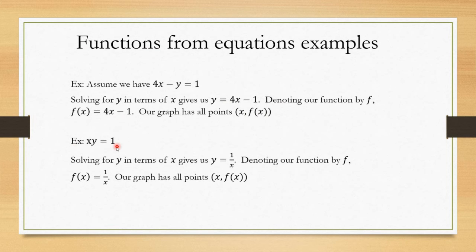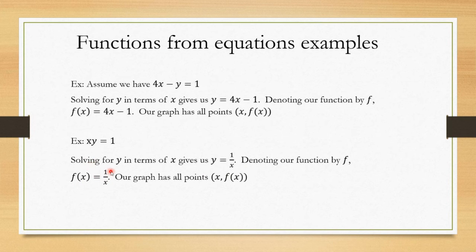Here's another example. Here's our equation. Now, does this graph pass the vertical line test? It turns out it does. It's actually on the next slide. But basically, what we can do is we can solve for y in terms of x. I mean, you can even do that anyway, I guess. But solving for y in terms of x, we divide both sides by x. Get this? Okay? And our function, if we call it f, we have this. So our function f of x is 1 over x.